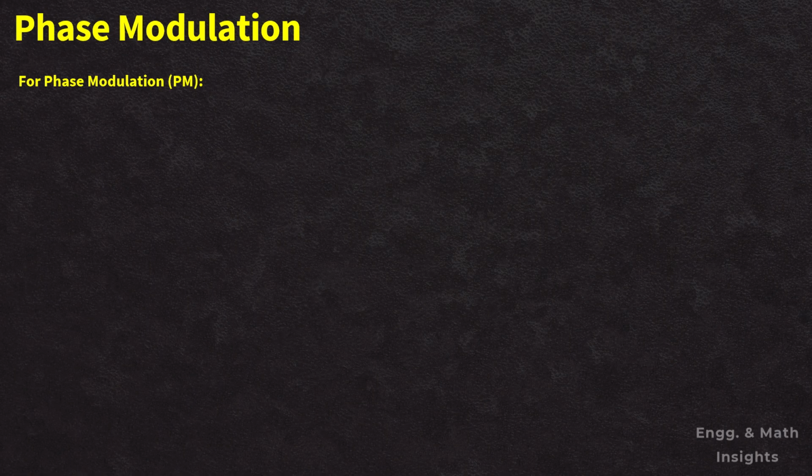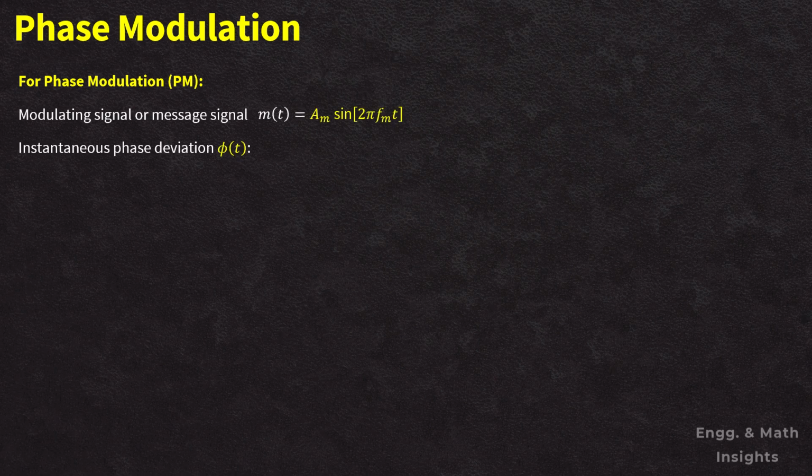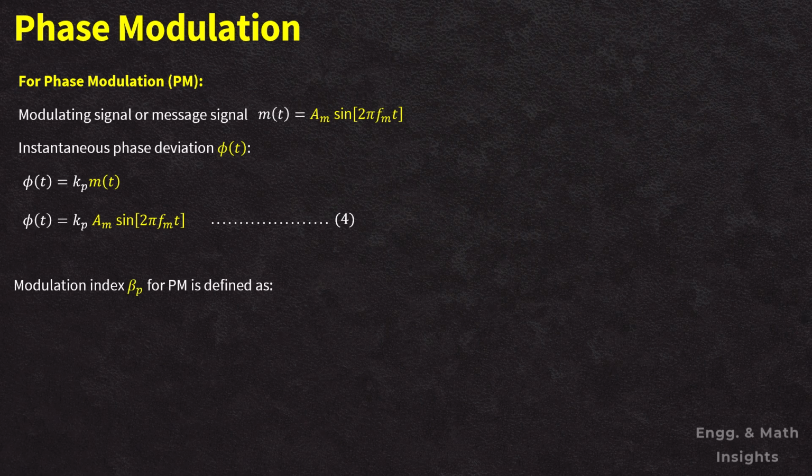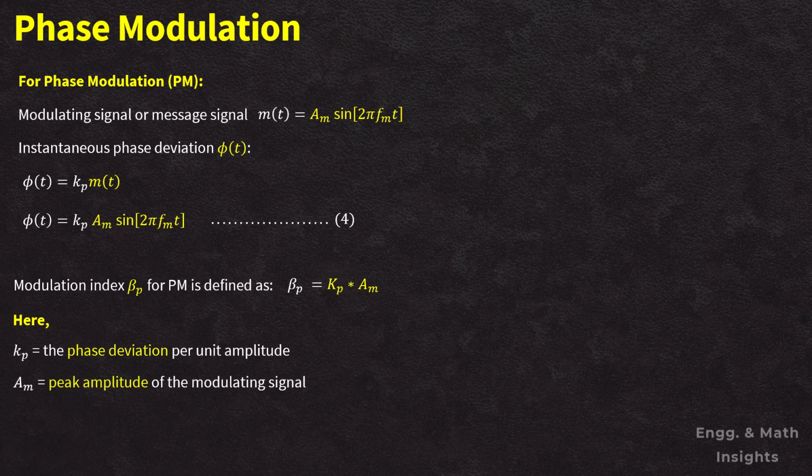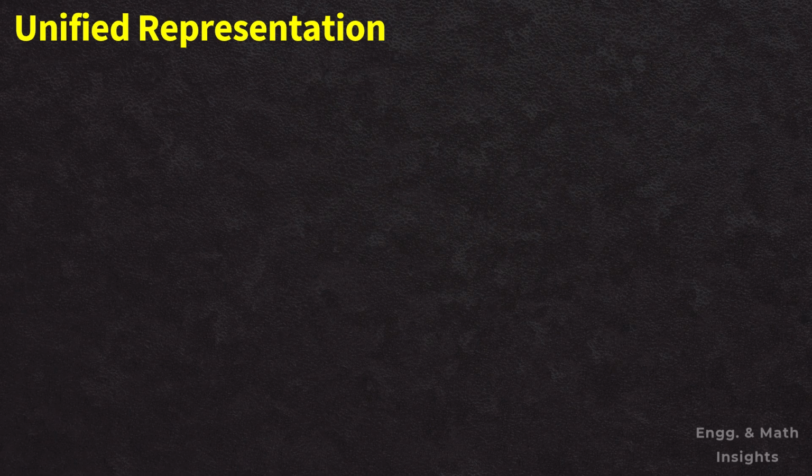For phase modulation, let modulating signal or message signal m(t) is equal to Am sin 2 pi fm t, and the instantaneous deviation phi(t) is equal to Kp into m(t), which is equal to Kp into Am sin 2 pi fm t. Identify this as equation number 4. Now we can define the modulation index beta p is equal to Kp into Am. Here Kp represents the phase deviation per unit amplitude of the modulating signal and Am is the peak amplitude of the modulating signal. Now let's see the unified representation for both FM and PM.